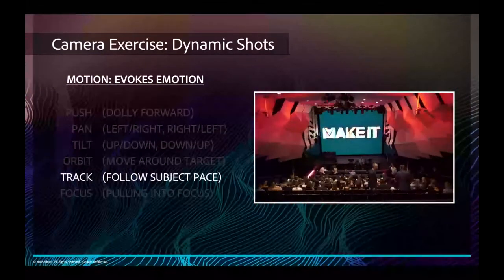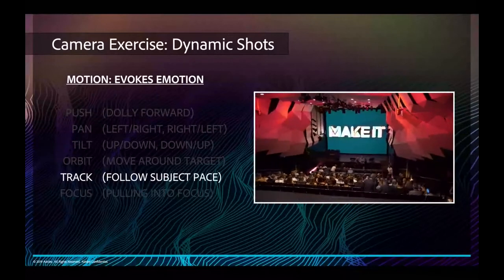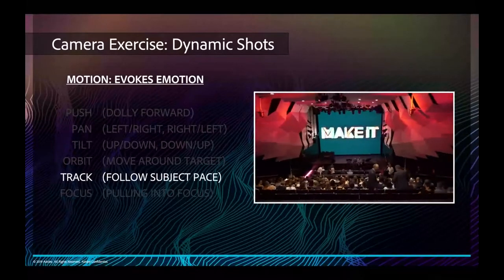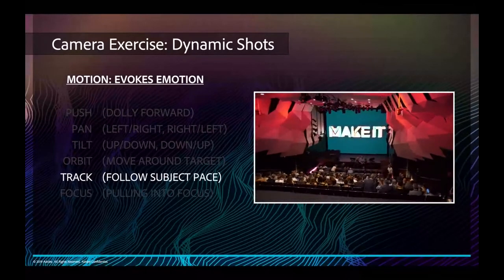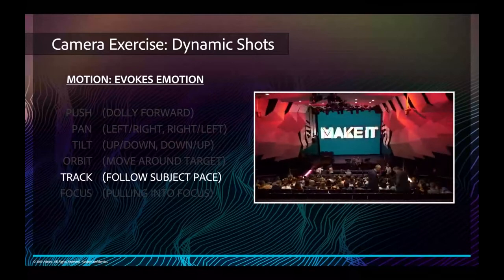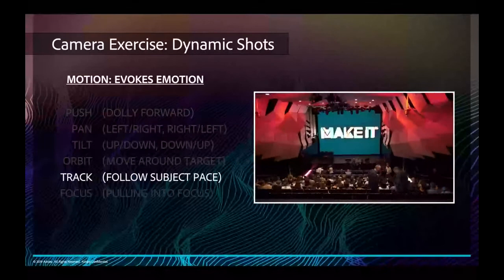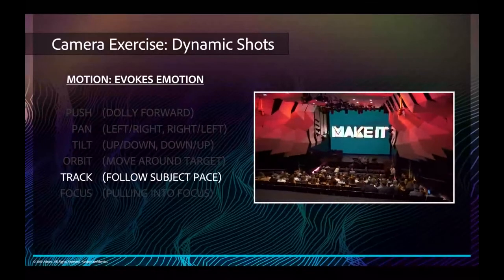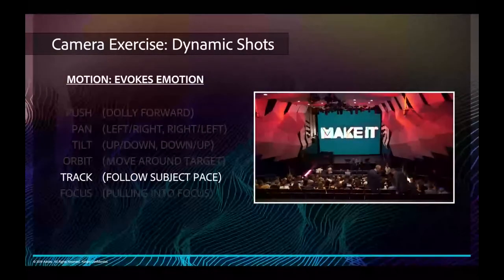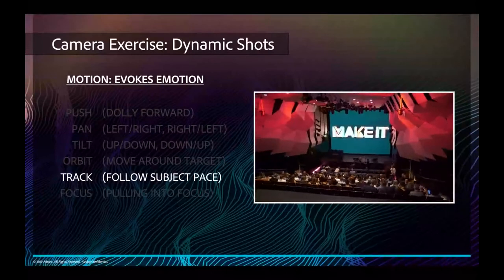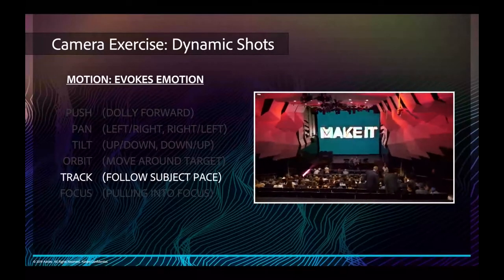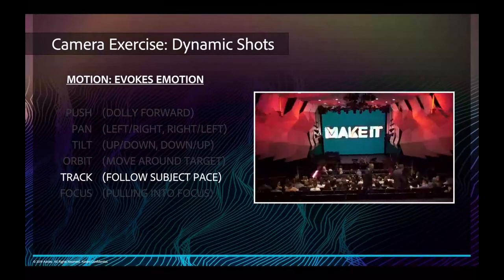The track is often trying to find some way to give context to a journey, for example. So you see subjects actually moving through. In this case, this is a pretty simple one. These are people on their way to their seats in an auditorium. But you'll notice this type of shot used quite a bit, again, to tell a story.